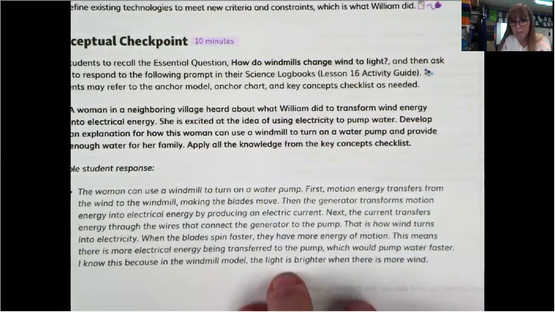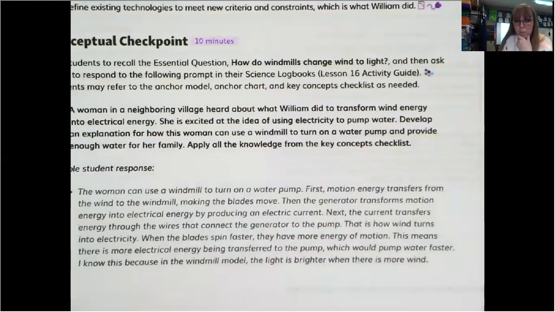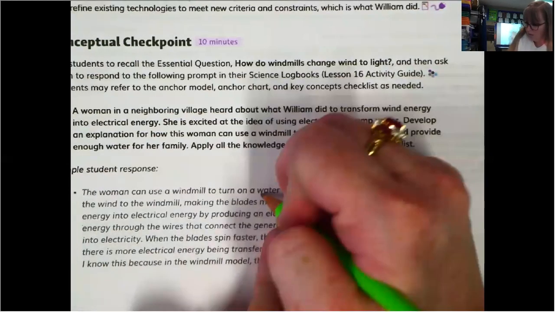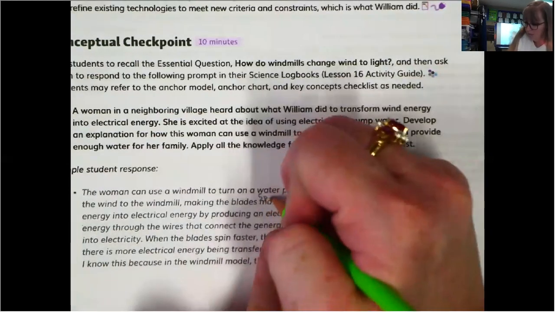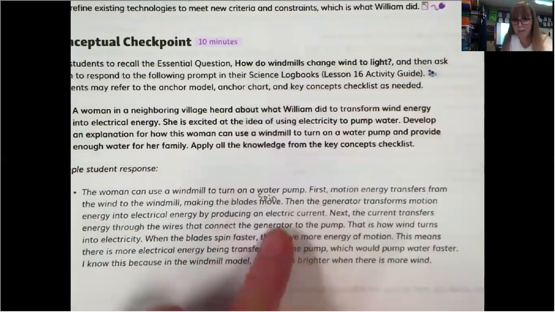I want you to hear me. Okay. This is a perfect 5 out of 5 answer on the conceptual checkpoint. The woman can use a windmill to turn on a water pump. First, motion energy transfers from the wind to the windmill, making the blades move. Instead of using the words move, you could use the word spin. Okay, either one of those words would be fine.